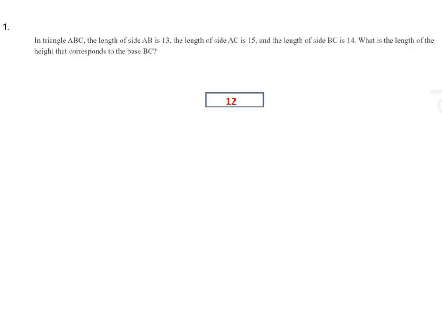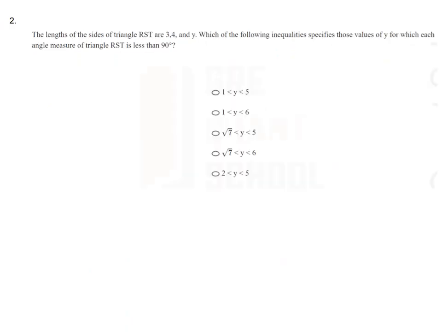Let us move to the next question. The lengths of the sides of triangle RST are 3, 4, and y. Which of the following inequalities specifies those values of y for which each angle measure of triangle RST is less than 90? Okay, I don't know whether the triangle is equilateral or what.